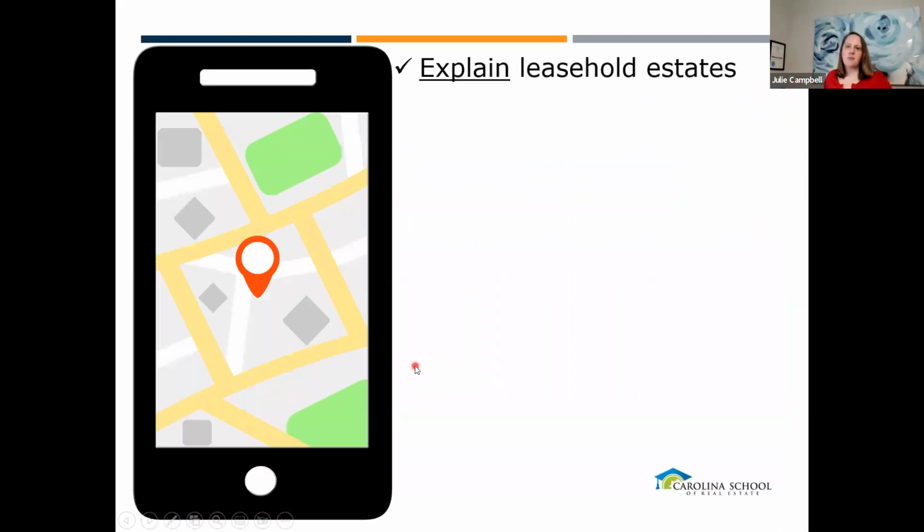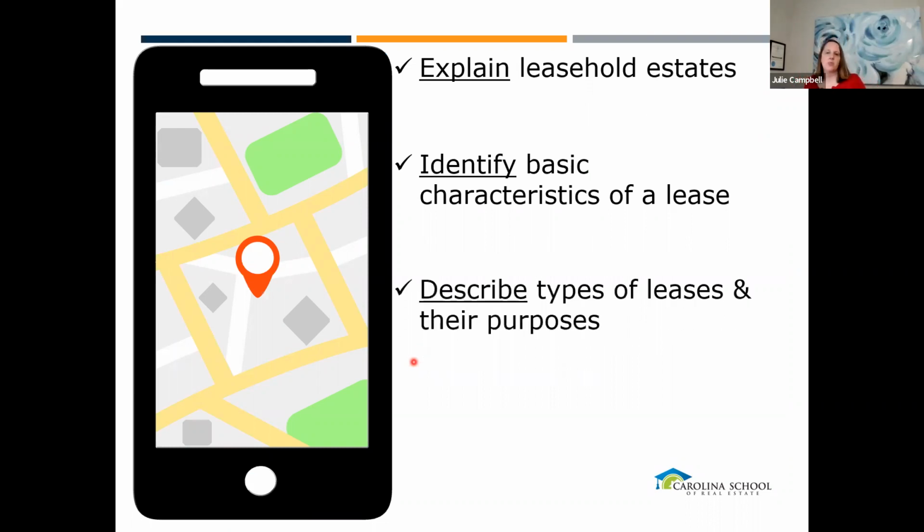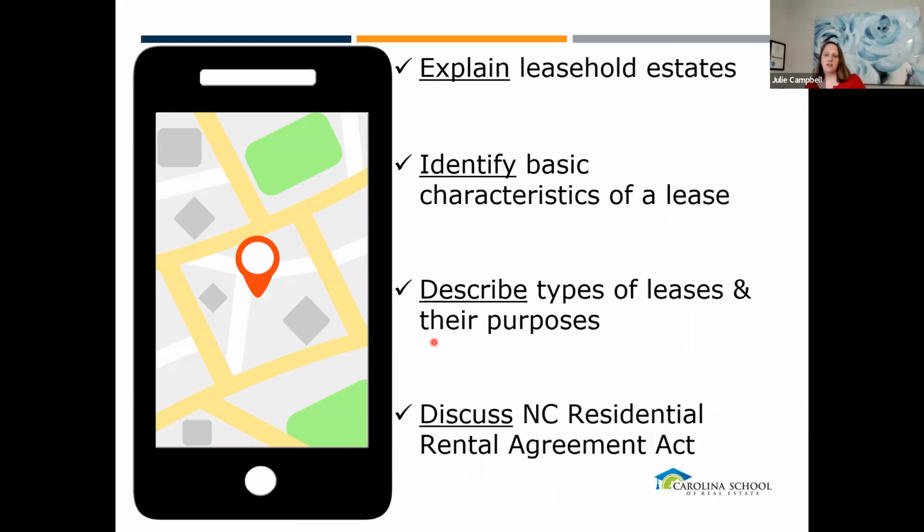On our map, we're going to talk about leasehold estates, explain what that is. We're going to identify some basic characteristics of a lease, things we can typically see in a common lease. We have a couple of different types of leases, so we're going to talk about those types and what their purposes are. And then we're going to look at the North Carolina Residential Rental Agreement Act.